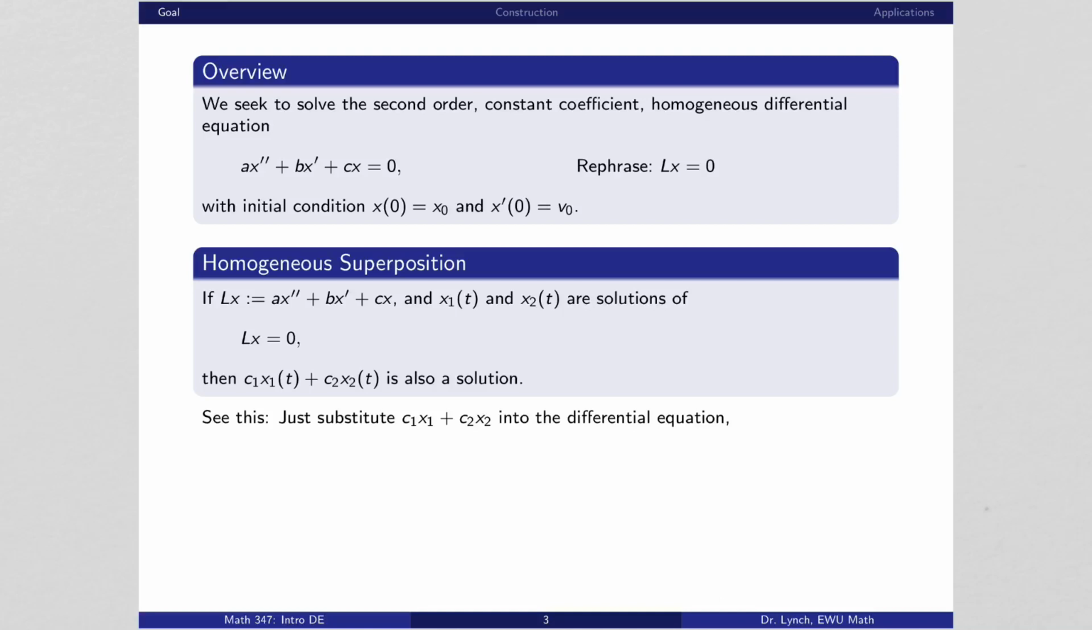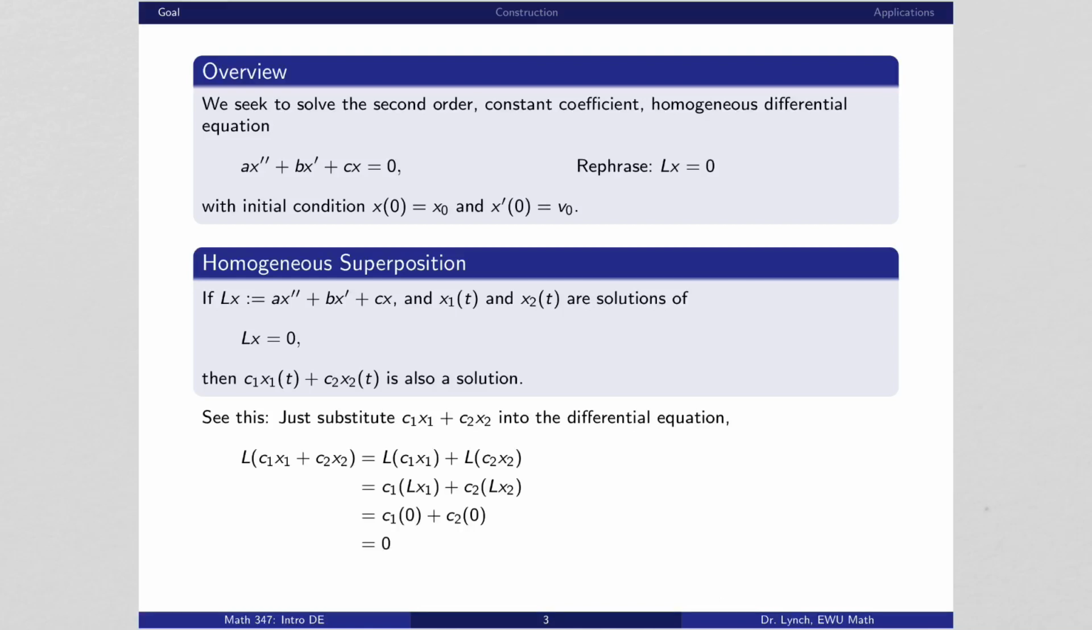As an example of why it's useful, here's a first example called homogeneous superposition. Suppose we've defined our differential operator L as previously, and x1 and x2 are both solutions of the homogeneous differential equation Lx = 0. Then any constant c1 times x1 plus any other constant c2 times x2 is also a solution. To see this, we substitute the function c1x1 + c2x2 into the differential equation and use the properties of linearity that we saw a moment ago.